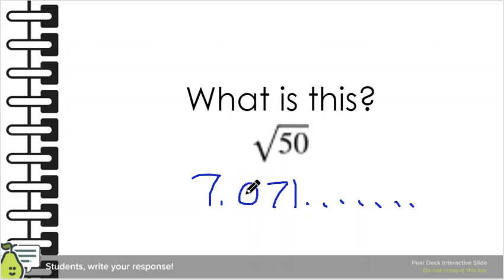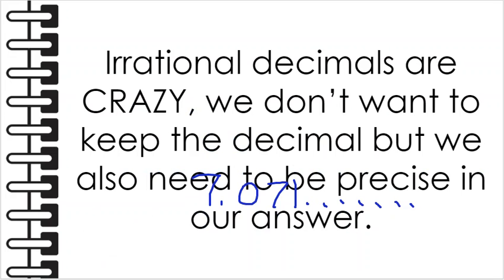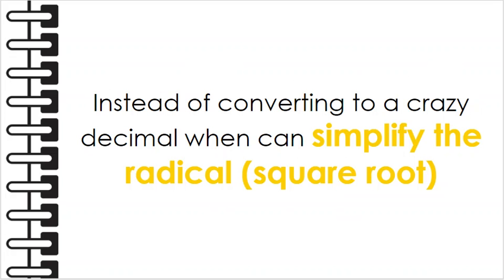So this 7.071 decimal that kept going on, if we multiplied it by itself, it would give us 50. But we can't do it with two whole numbers. A decimal that goes on forever is called an irrational number. We don't want to keep the decimal, but we also need to be precise in our answer. So that's the reason why we have to simplify radicals. Instead of that crazy long decimal answer, we can simplify the radical, or the square root.